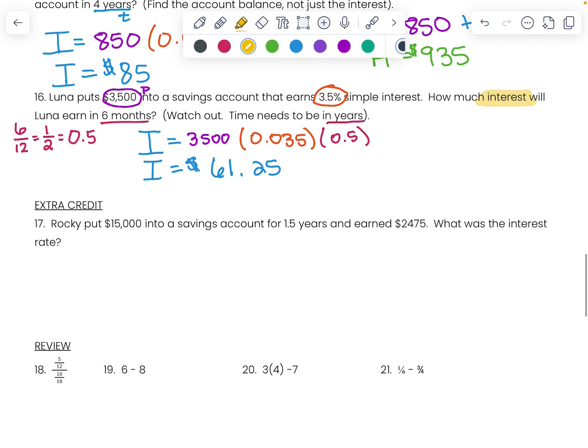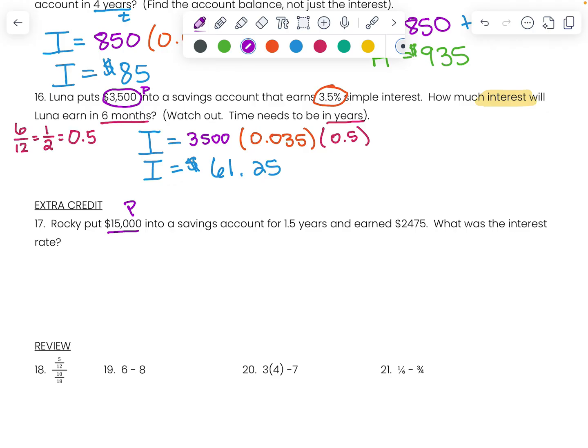So the next one says, Rocky put in, sorry, I was looking for the color. It's a highlighter. I need it off the highlighter. I need it on the pen. There we go. Okay, this is our principal amount.